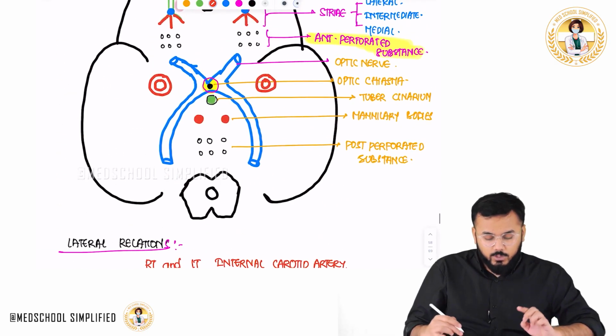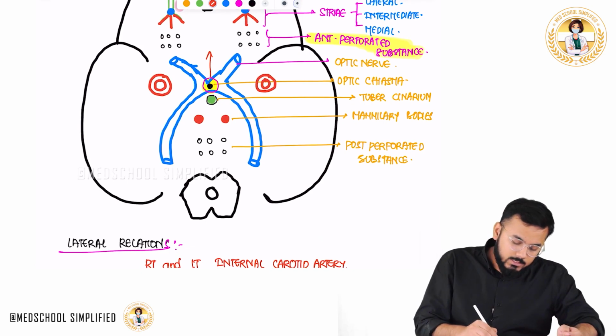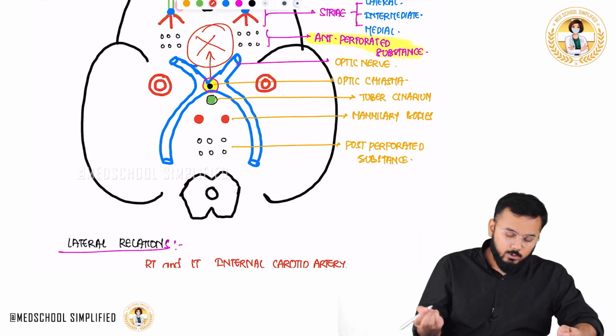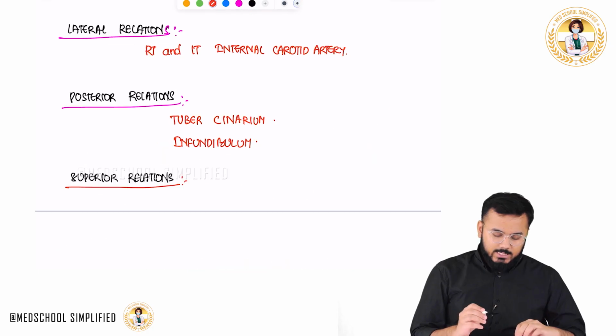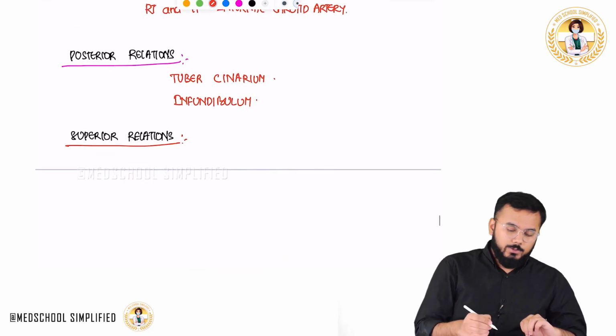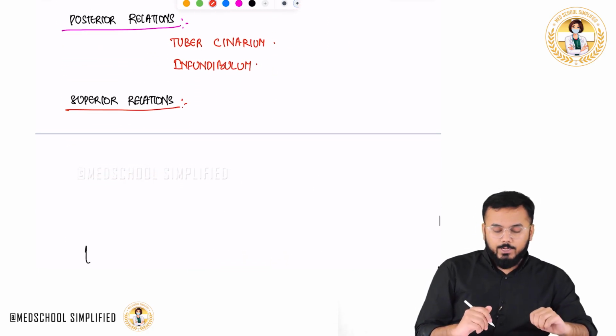Now, in this picture, you cannot see anything. Superior in the sense like this. Here, do you see anything? I don't see anything. So, we shall be discussing the superior relations. Now, what are the superior relations? So, there are two superior relations over here.